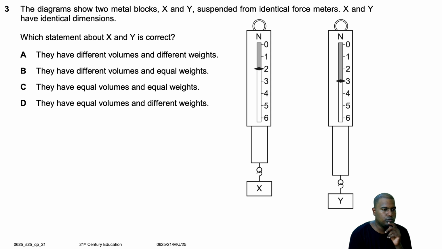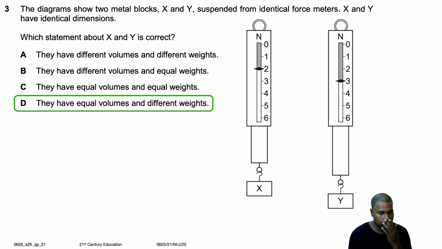The diagram shows two metal blocks X and Y suspended from identical force meters. X and Y have identical dimensions. Which statement about X and Y is correct? So they are identical dimensions, meaning that they have the same volume. But in Y it shows more force, meaning that Y is different in weight than X. So they have the same volume but different weights. To be precise, Y has larger weight than X.